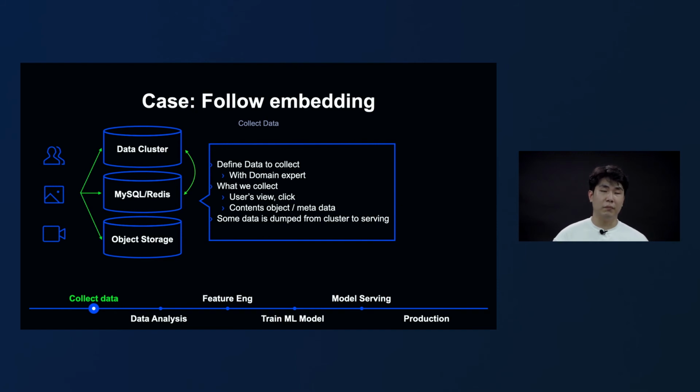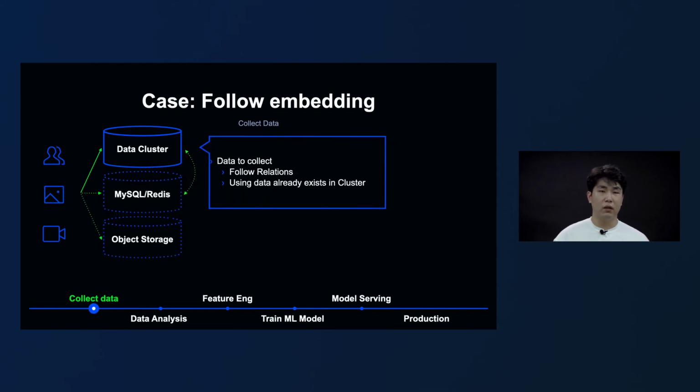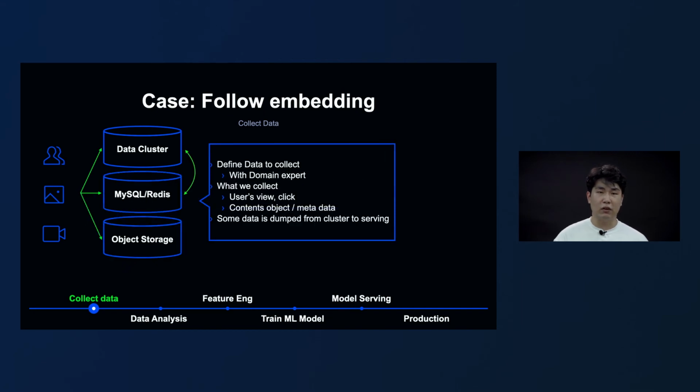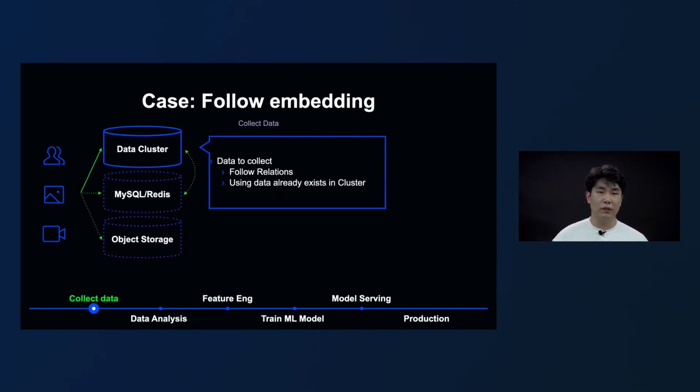So I am going to talk about steps in the flow that I mentioned earlier. First is the data collection stage, which I showed earlier. The part that is different here from the previous image is that because the follow relationship data was already defined, we could collect this data right away using the common data cluster. And actually using this method, a lot of time can be saved in data collection.